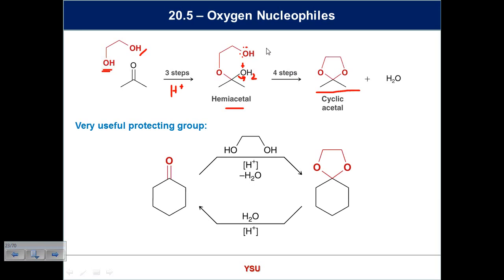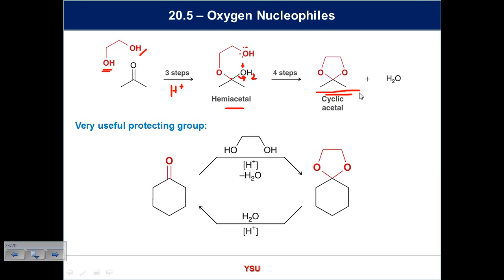You don't have a bimolecular process, which is quite slow, where the nucleophile has to find the electrophile. The nucleophile is already there. It's already tied into the molecule. So if this happens and this thing breaks off, this will jump in and start to form a cycle, and ultimately you get a cyclic acetal. And we use this a lot as a protecting group.